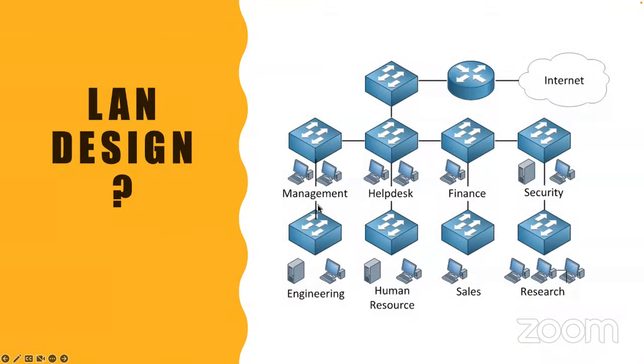Okay. So we have already seen, for example, this is one of the diagrams wherein this is an office LAN. For each department, let's say we are using a separate switch for management, a separate switch for help desk, a separate switch for finance, security. Physically they are separated, however, they are all connected together like this. So do you see any challenge over here?